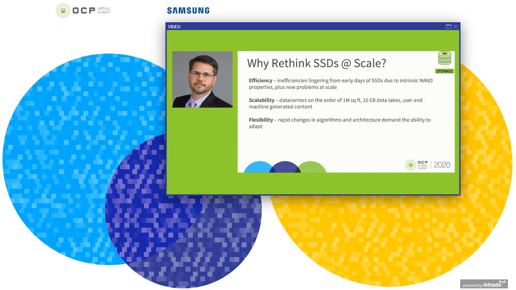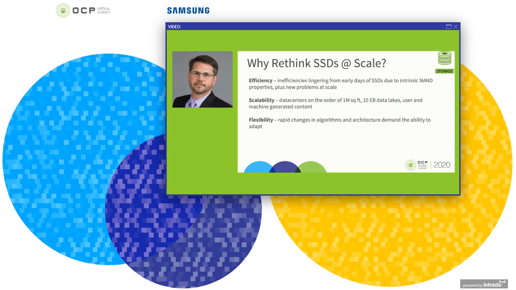This presentation is titled Rethinking SSD Storage at Scale. Solid-state drives are a critical technology in today's cloud data centers. And over the years, SSD technology has advanced tremendously in terms of capacity and performance. So why do we need to rethink anything?